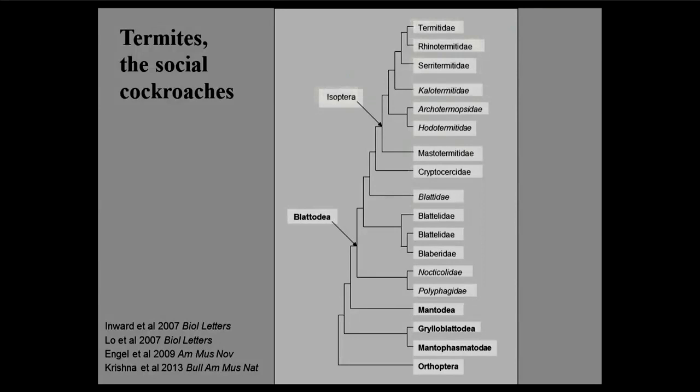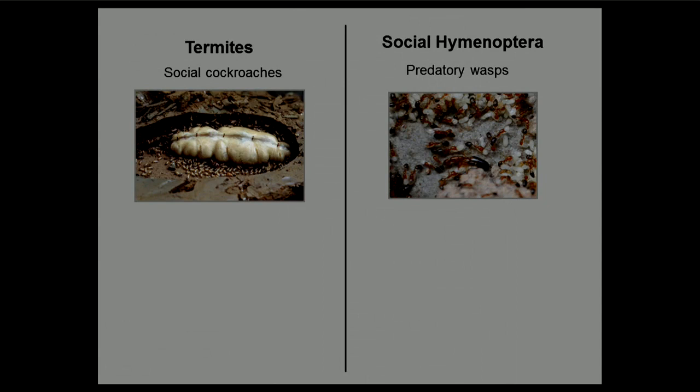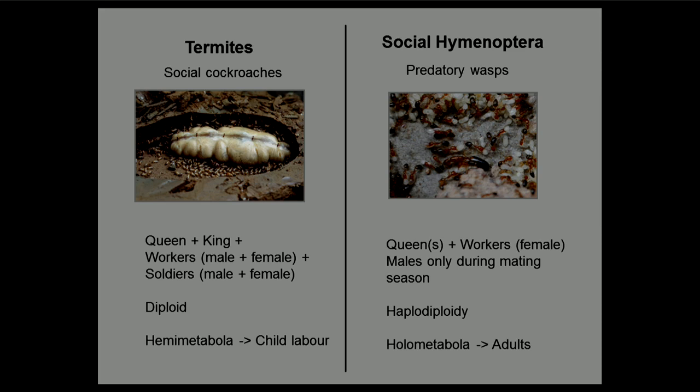And they are grouped normally, and this different ancestry you can already see, like when you look in detail into the colonies of termite colonies to compare to social hymenopteran colonies. So as social cockroaches, termites are characterized by having both sexes within the colony, so they have a king and a queen. They have male and female soldiers and male and female workers.